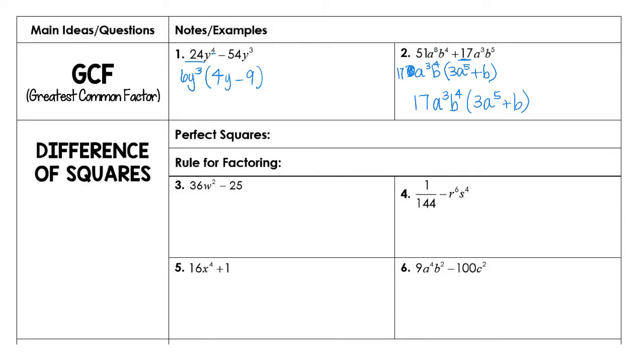All right, questions about it? Any questions? So that's the first step with every one of these in your homework. Do check for a GCF. Now for the next part of this, we're going to go into factoring the difference of two squares. So the first thing we need to do to help us remember this is to list out those perfect squares. So let's go ahead and list those out.